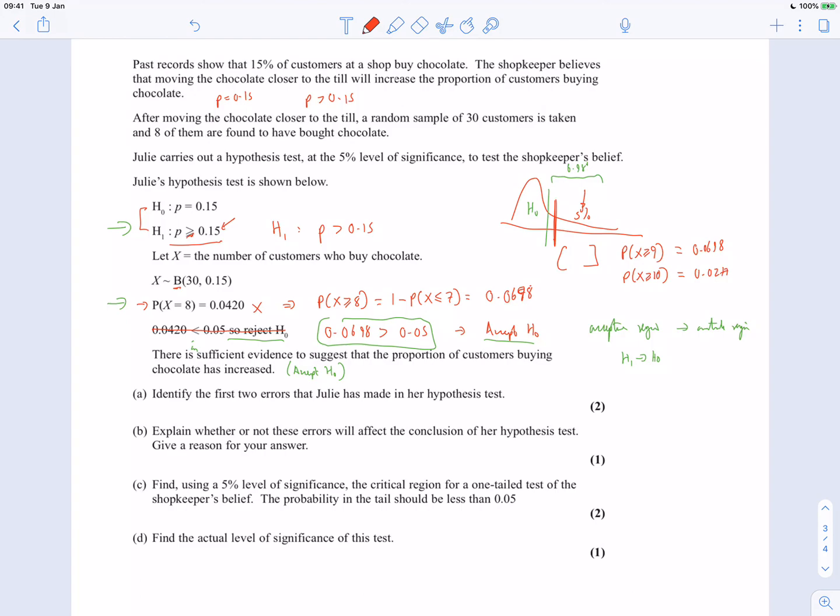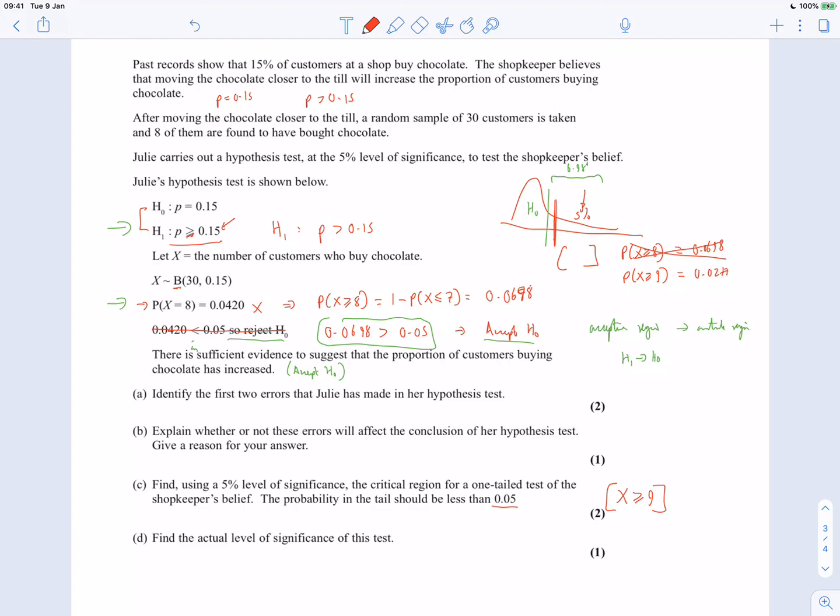Have I done that right? No, what am I doing? What am I saying? That's for 8. That's for 8. This is for 9. Yeah, sorry. So my probability should be less than 0.05. Well, this one isn't. So the critical region isn't greater than or equal to 8. So the critical region is X is greater than or equal to 9. So if the shopkeeper had recorded 9 people, that would have been just enough to tip it the other way.